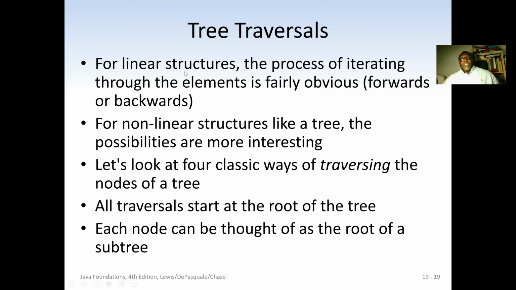But with tree traversals, we have 4 different methods. Sorry for the names. The tree traversals are in-order, pre-order, post-order, and level order, which are 4. So that's what we say here. For a nonlinear structure like a tree, the possibilities are more interesting. We have at least 4 ways. Let's look at the 4 classic ways of traversing the nodes of a tree.